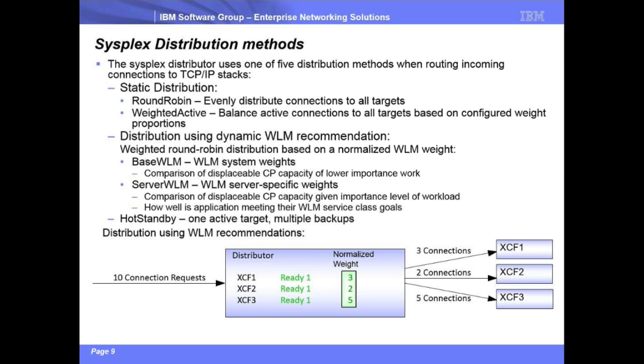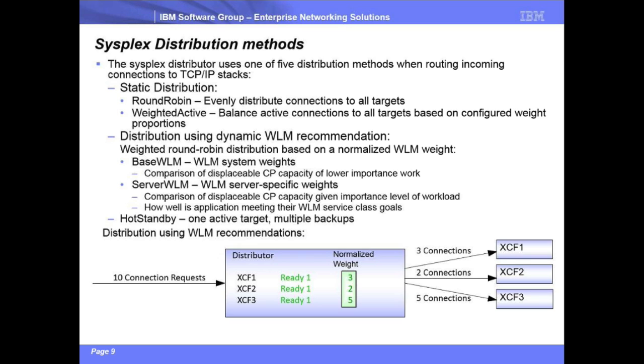And this just shows an example of how distribution occurs if you're using WLM recommendations. So in this example, normalized weights for the 3 stacks, each stack represented by the XCF address, have been determined to be 3, 2, and 5. So as 10 connection requests are received, 3 connections will be distributed to stack 1, XCF1, 2 connections would be distributed to XCF2, and finally 5 connections would be distributed to the stack defined by XCF3.